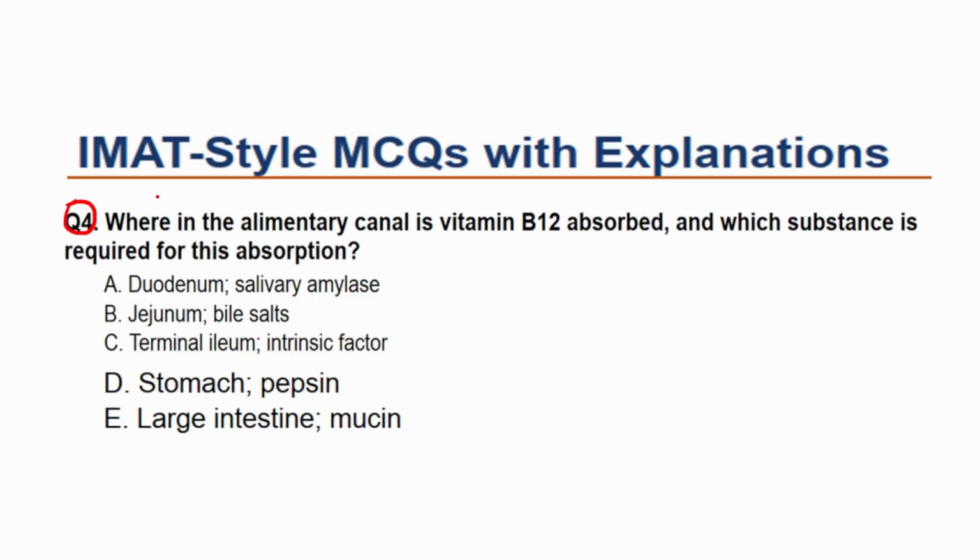Question 4 reads, where in the alimentary canal is vitamin B12 absorbed, and which substance is required for this absorption? The options are duodenum, and the enzyme name is salivary amylase. Option B is jejunum, or the substance bile salts, then terminal ileum intrinsic factor, stomach pepsin, large intestine mucin.